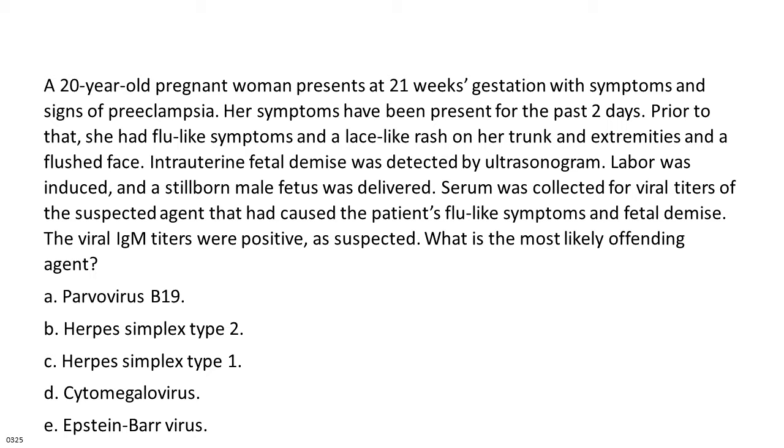Serum was collected for viral titers of the suspected agent that had caused the patient's flu-like symptoms and fetal demise. The viral IgM titers were positive, as suspected. What is the most likely offending agent? A. Parvovirus B19. B. Herpes simplex type 2. C. Herpes simplex type 1. D. Cytomegalovirus. E. Epstein-Barr virus.